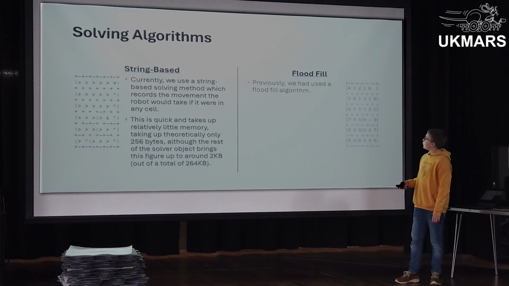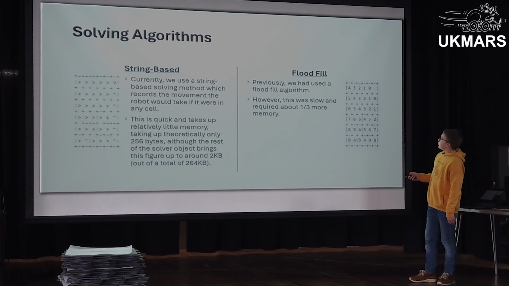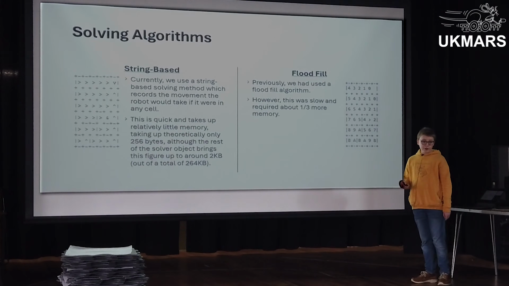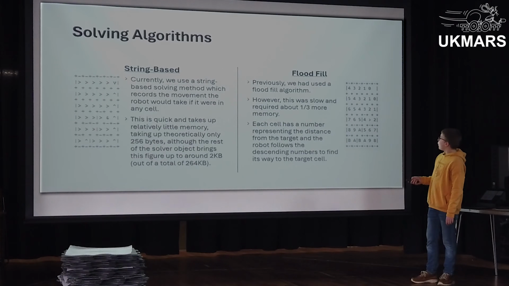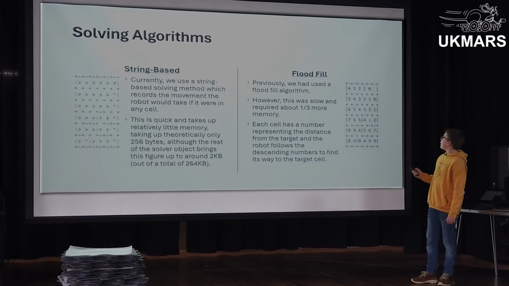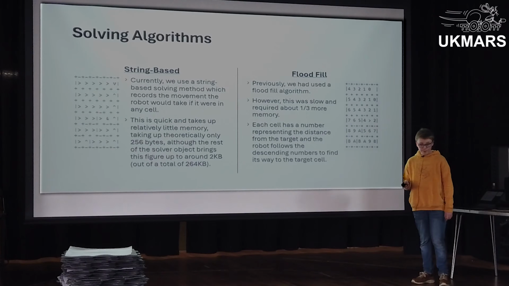But we used to use a flood fill method, which was slower and required a third more memory. Each cell has a number of how many cells are in between the target cell and it. So if it was here, it has 4 cells in between it and the target cell.